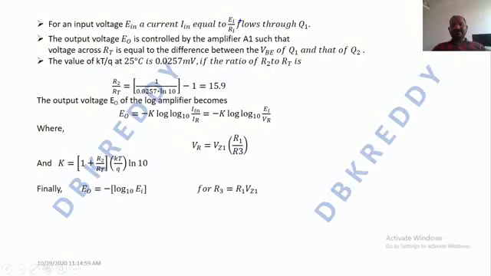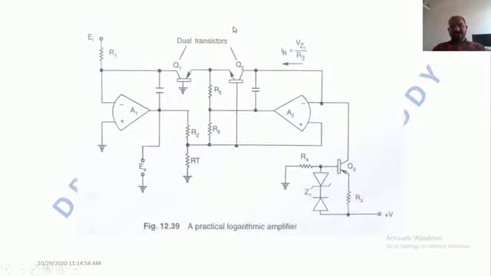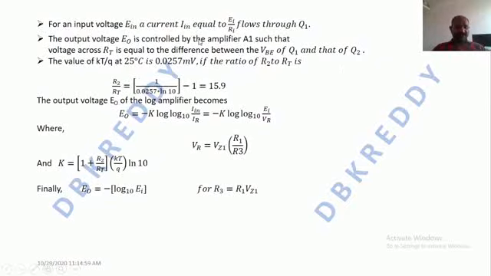I in current is nothing but EI by R1. Actually, it is R1, not Ri, because this resistor is R1 only, right? Unfortunately, it was a cut and paste and I forgot to change it to 1. That's why we have EI by R. Actually, EI by R1 flows through Q1.